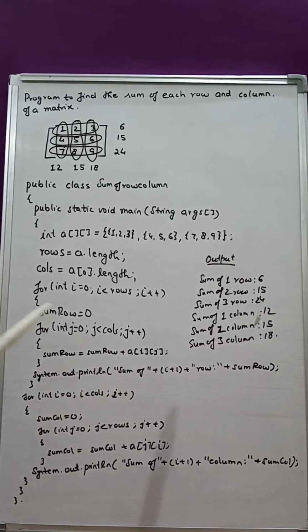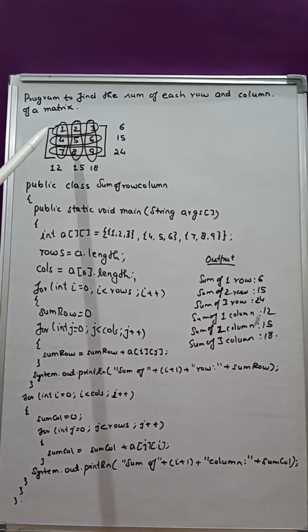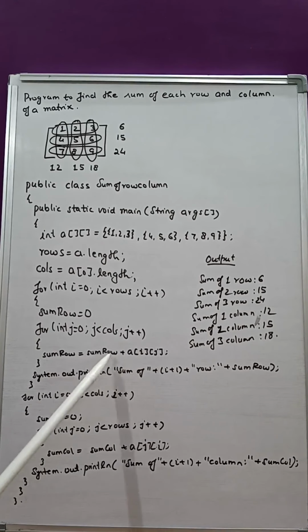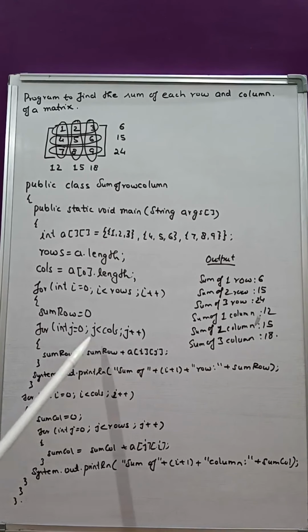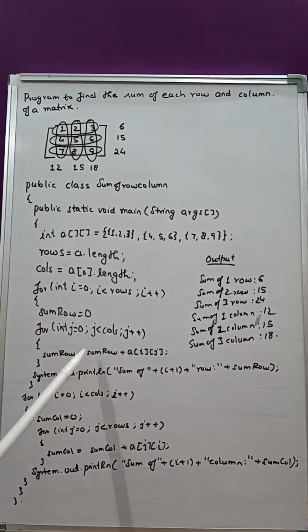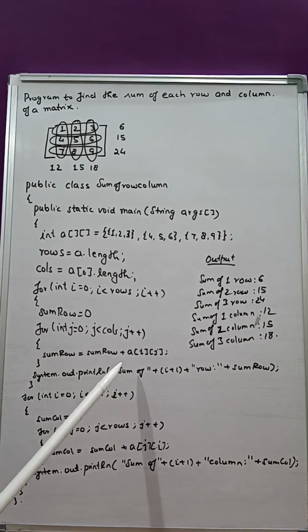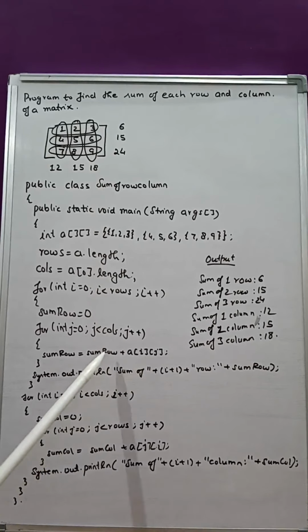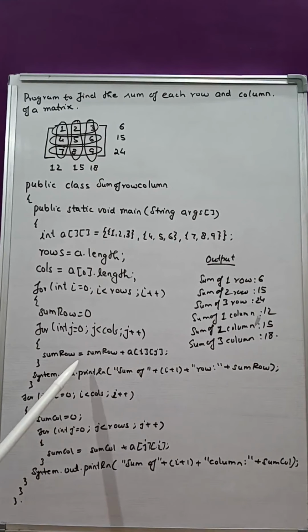When the loop runs the first time, the first value over here is 1, so that will be 0 plus 1. When the inner loop runs the second time, with j equal to 1, the earlier value of sumRow was 1, so 2 will be added and the value of sumRow will become 3. When it runs the third time, it will add the value at index 0, 2. On the 0, 2 index the value is 3, and the value in sumRow was already 3, so 3 plus 3 is equal to 6. This is how we will be calculating the value.